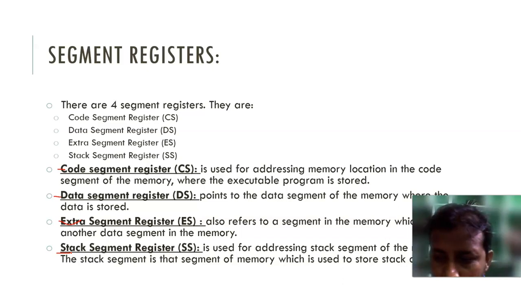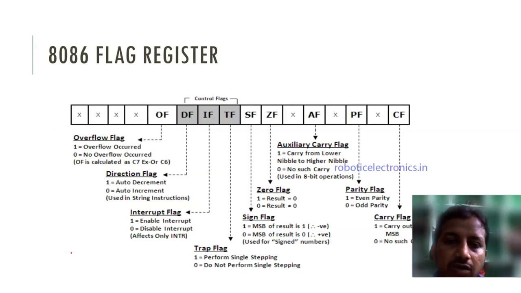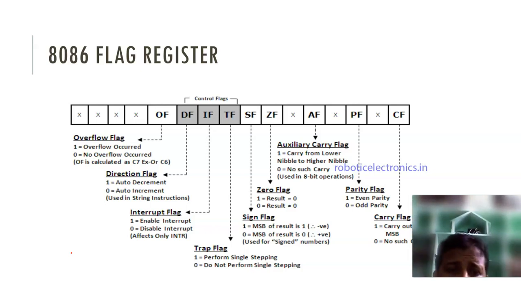So we have discussed general purpose registers, pointer registers, index registers, and now segment registers. Next, a special register called the flag register is there. In this flag register, you will have a total of 9 flags. Out of these flags, 6 are conditional control flags and 3 are machine control flags.